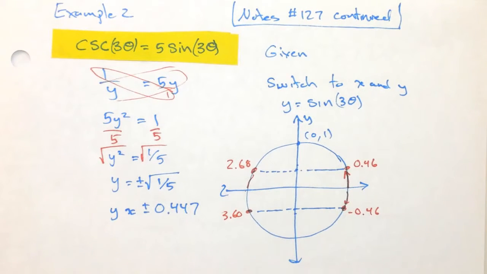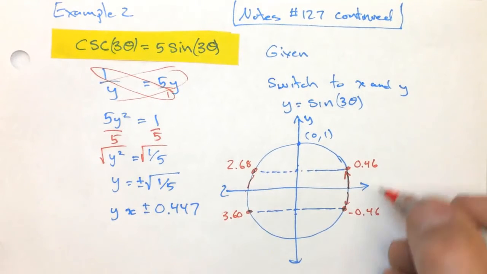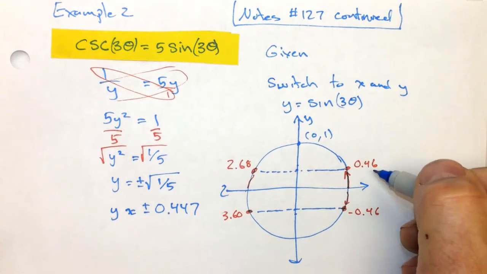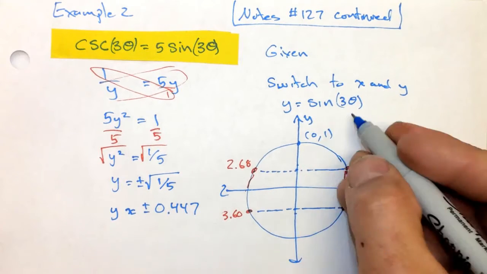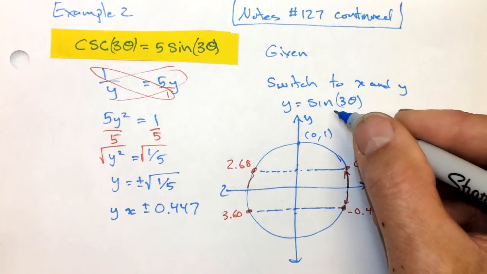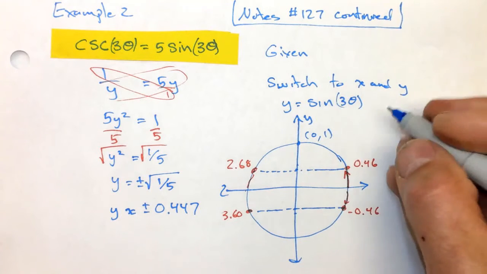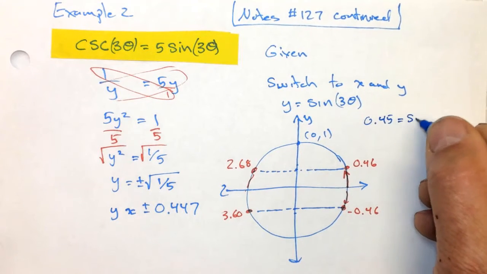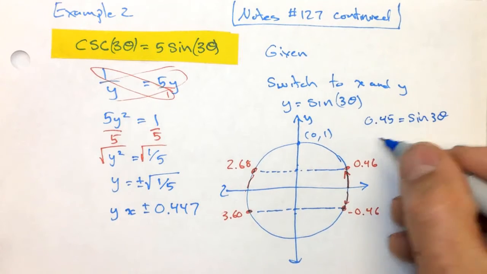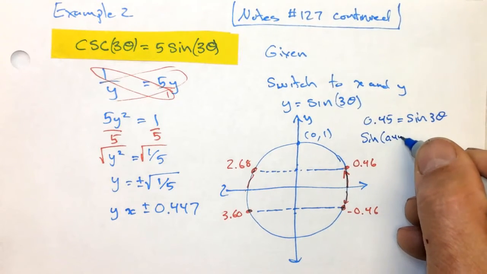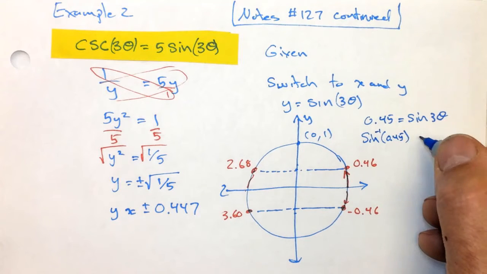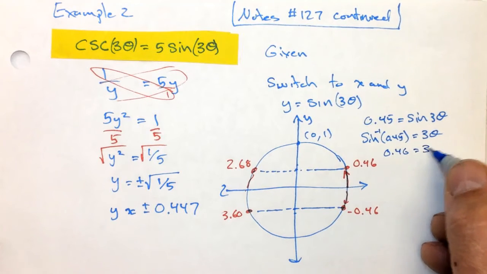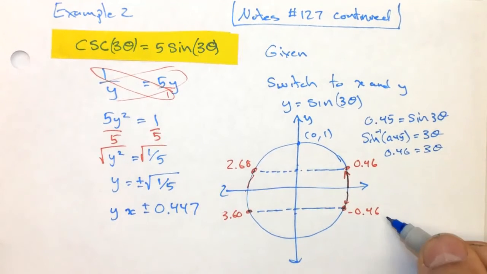Okay. Now, here's where we're going with this, is that now I'm really solving for my angle here. So these are the angles. I took the inverse sine. So what I did is I took the inverse sine of both sides on this equation. So I had 0.45, let's say, equals the sine of 3 theta. I took the inverse sine of 0.45, and that should give me 3 theta. So that was my 0.46 equals 3 theta.